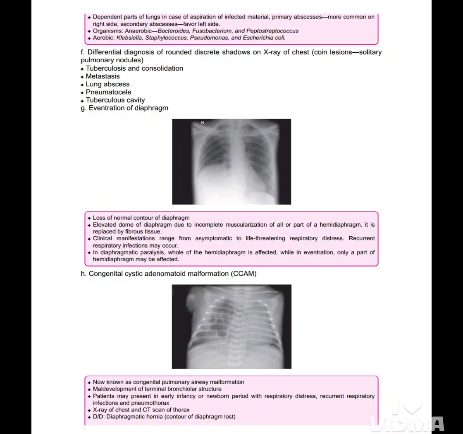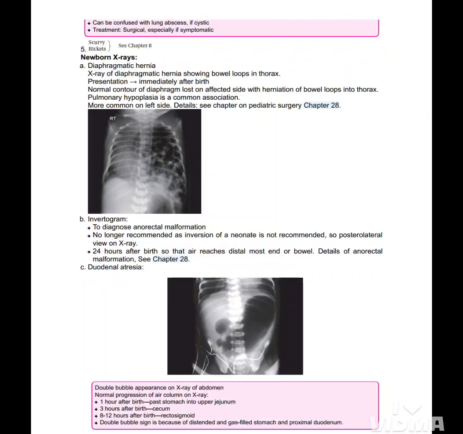Here in the first X-ray, we can see various rounded discrete shadows on the chest X-ray. The differential diagnosis is given below. Coin lesions, also known as solitary pulmonary nodules. Now the second X-ray shows congenital cystic adenomatoid malformation. We need to differentiate CCAM from diaphragmatic hernia. Here in the first X-ray we can see the diaphragmatic hernia. In the second X-ray we can see duodenal atresia with the double bubble appearance.